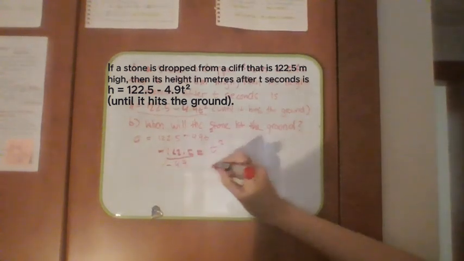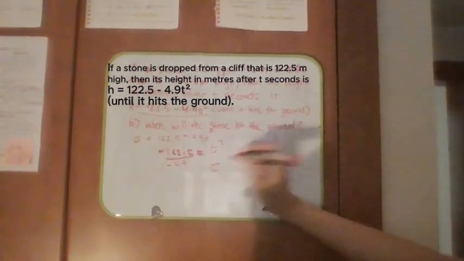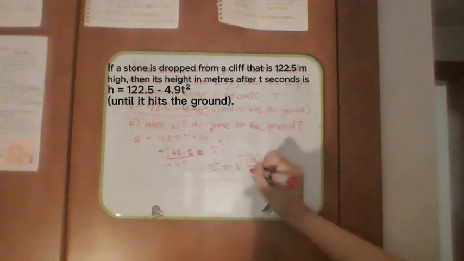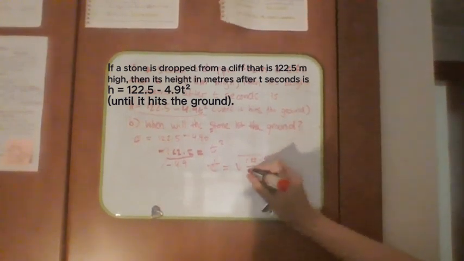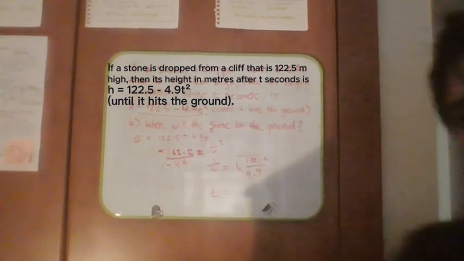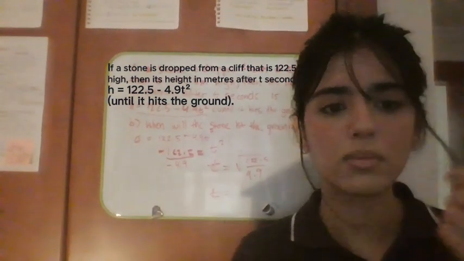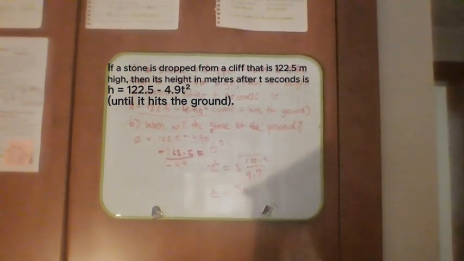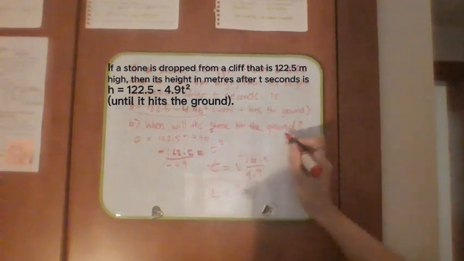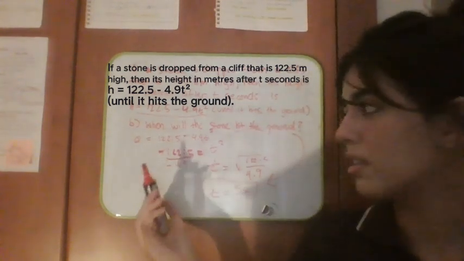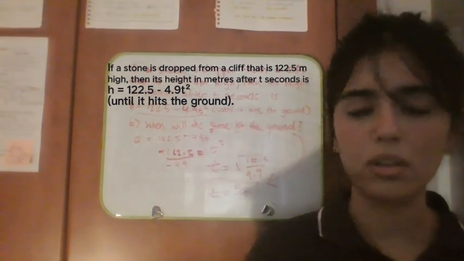So t is, why is this marker not working? t is the square root of 122.5 by 4.9. I'm going to plug that in my calculator and then we'll be getting the time. So after plugging it into the calculator, we get that t is equal to 5 seconds. So the stone will hit the ground at 5 seconds. Hopefully that's clear because it was a pretty easy example. Now we'll move on to part C of the question.